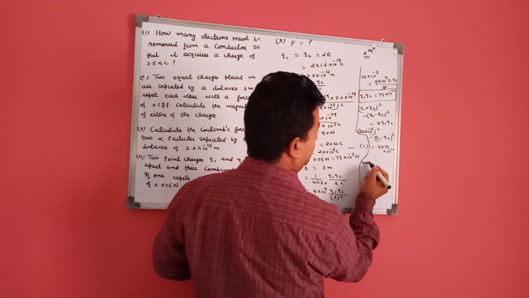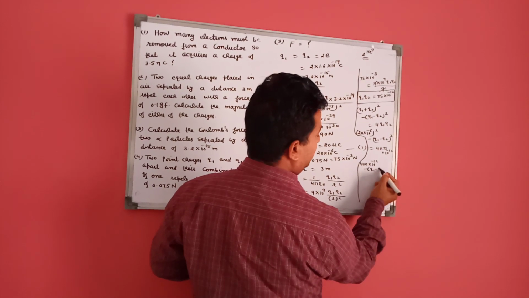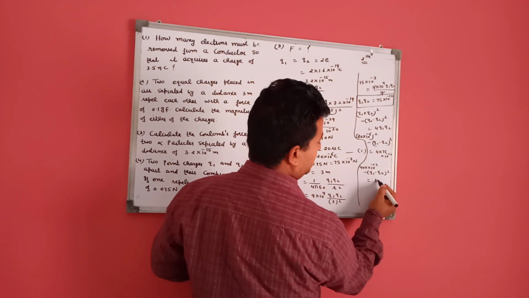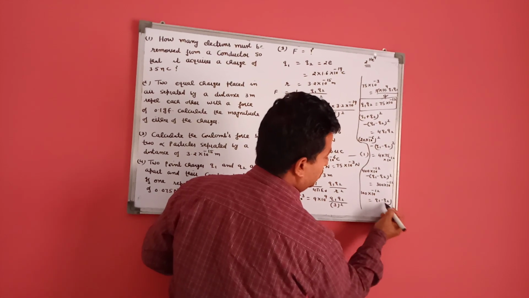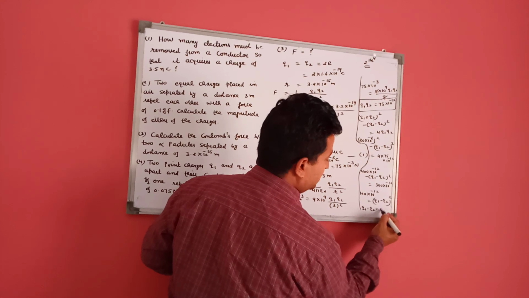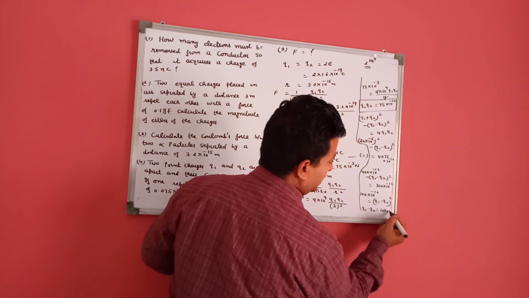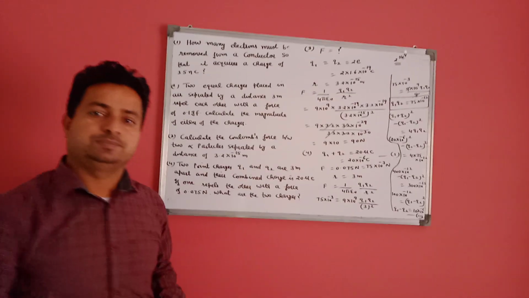This becomes 400 into 10 the power minus 12, minus 300 into 10 the power minus 12, which gives 100 into 10 the power minus 12 equal to (Q1 minus Q2) whole square. Take the square root, then Q1 minus Q2 is 10 into 10 the power minus 6. This is equation number 2.